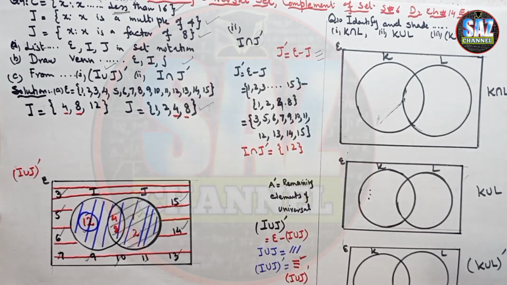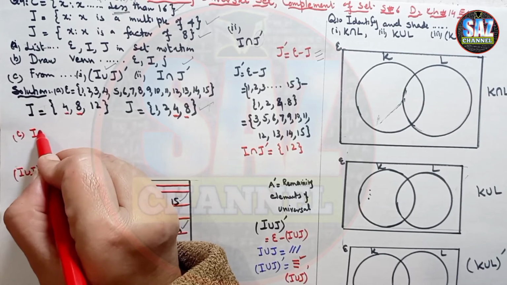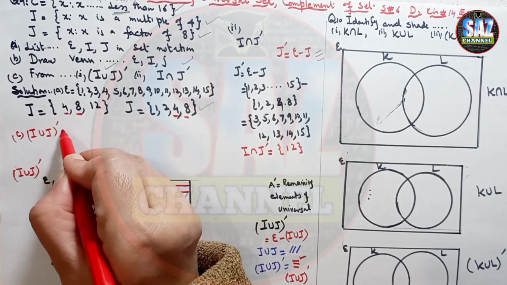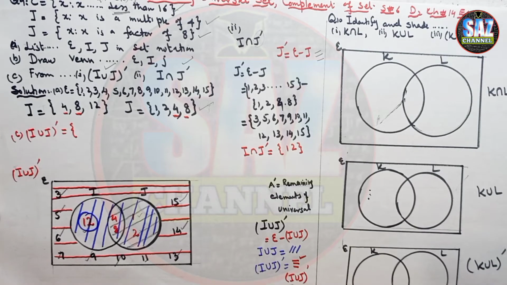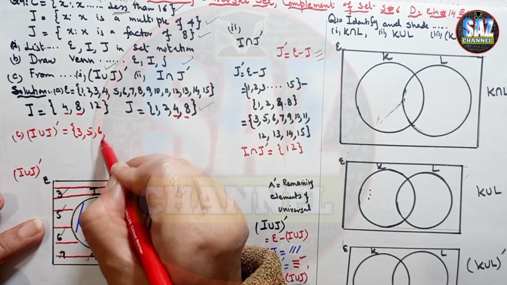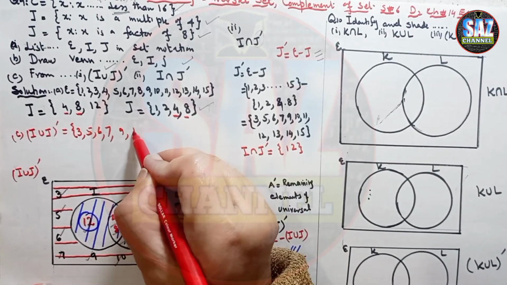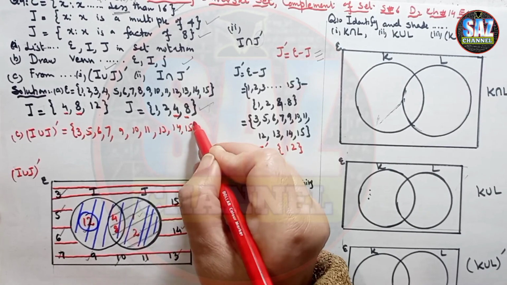And now it's better to write down the answer of I union J whole complement in form of the set as well, so that we can understand the answer easily and the concept easily. As we know that we are removing the whole of the union, so I union J whole complement will have the elements 3, 5, 6, 7, 9, 10, 11, 13, 14 and 15.